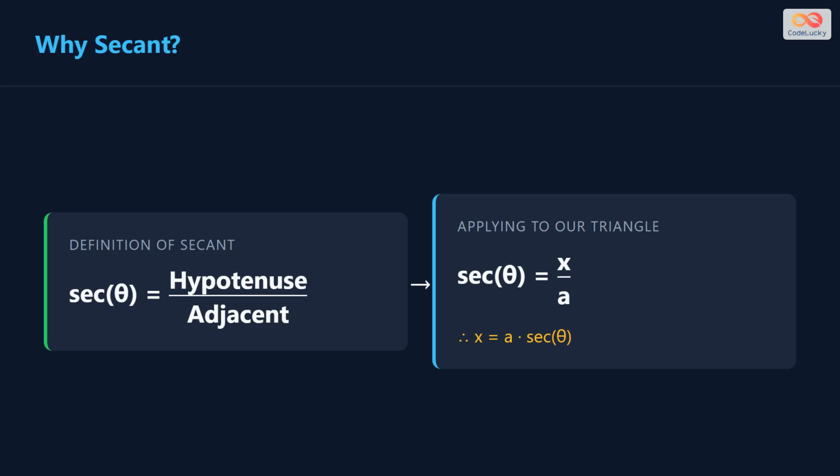Why do we choose secant? Recall that secant of theta is defined as the hypotenuse divided by the adjacent side. In our triangle, this corresponds to x divided by a. Solving for x gives us our substitution formula: x equals a times secant theta.